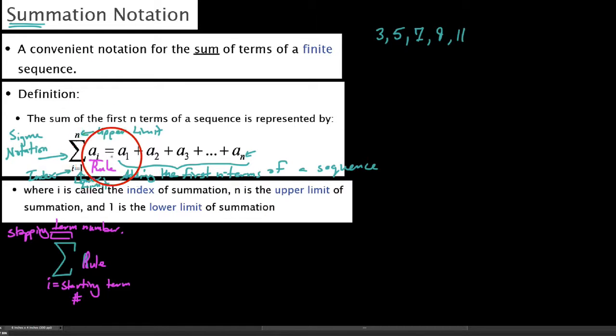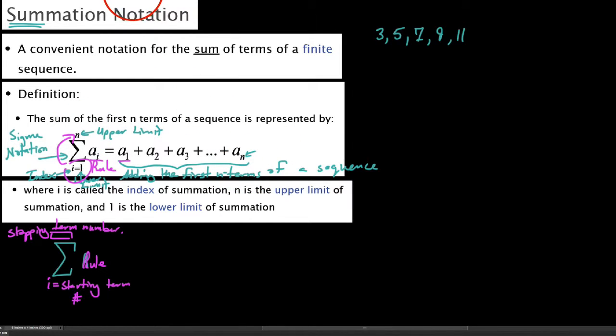So essentially what this says is, for some rule a sub I, where I is our index, we're going to add up, starting at the first term all the way to the nth term, all of those terms of the sequence. So you can see that this really says add up all the terms of this rule starting at the first term and stopping at the nth term.